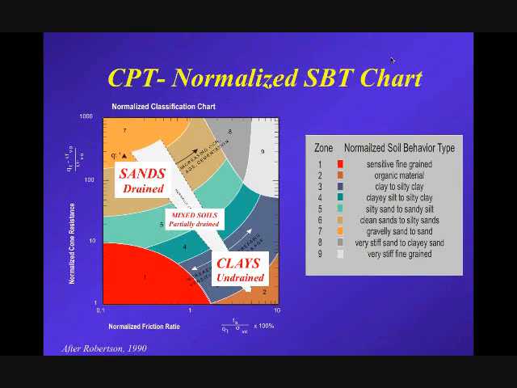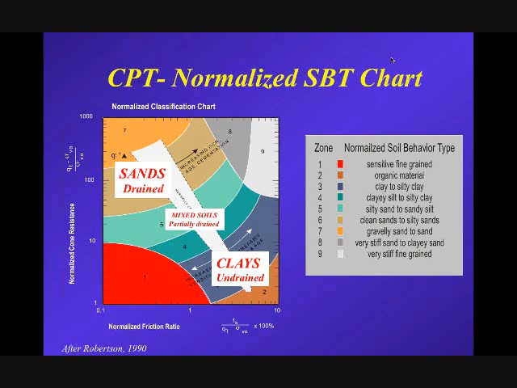Now, I mentioned the normalized chart. About 20 years ago the charts got updated, recognizing that we really should normalize particularly the cone tip resistance by the vertical effective overburden pressure. So these normalized charts have become more popular and they are more reliable, and they plot normalized tip resistance against normalized friction ratio. The normalized tip resistance is basically the net cone resistance, so Qt minus the total overburden, divided by the effective overburden. So it's normalizing out the effective overburden pressure.